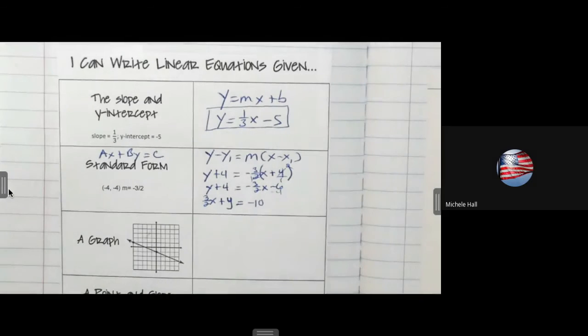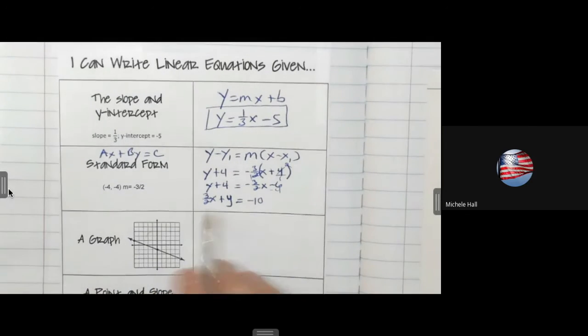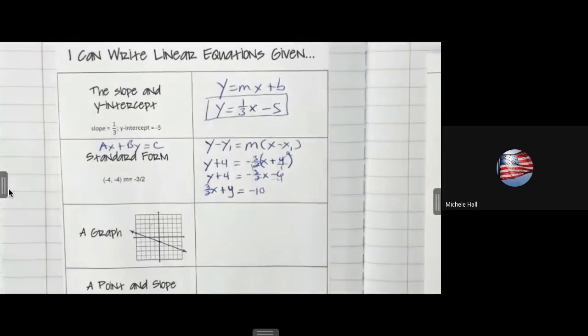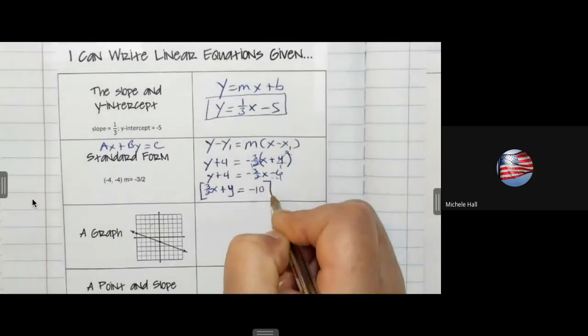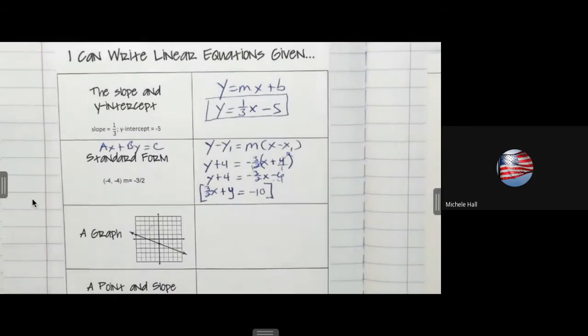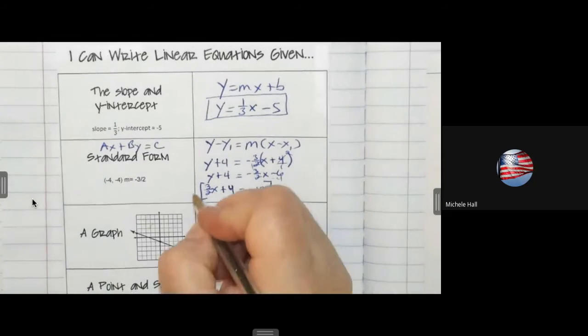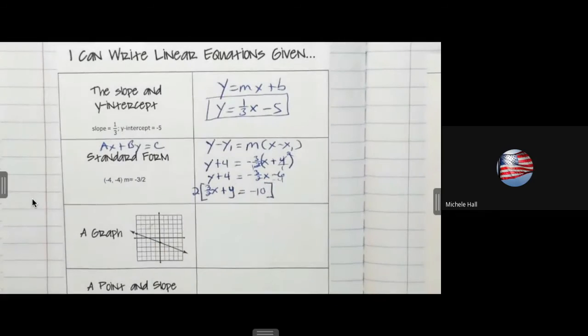How do I clear fractions? I multiply by the common denominator. What's the common denominator for all of these? 2. It's the only denominator that's there. So I'm going to multiply the entire equation by the common denominator. If there's one denominator, then it's that denominator. If it's 2 denominators, I got to find the common denominator. If it's 3 denominators, and so on.